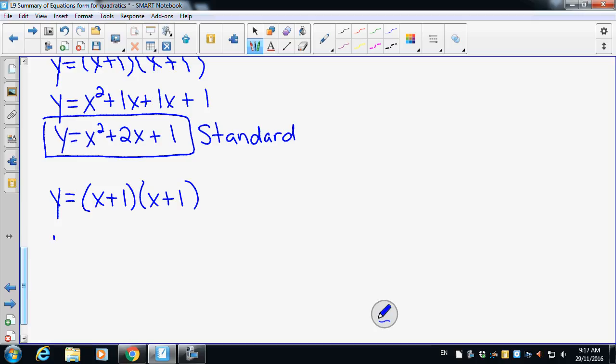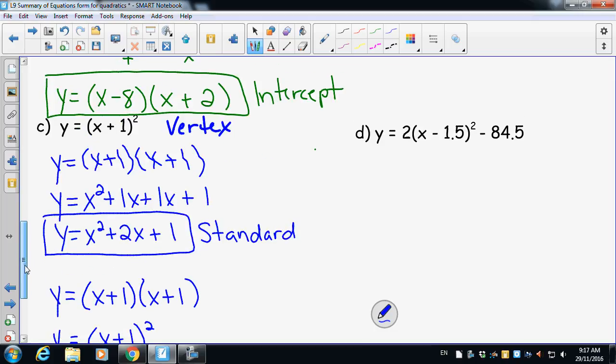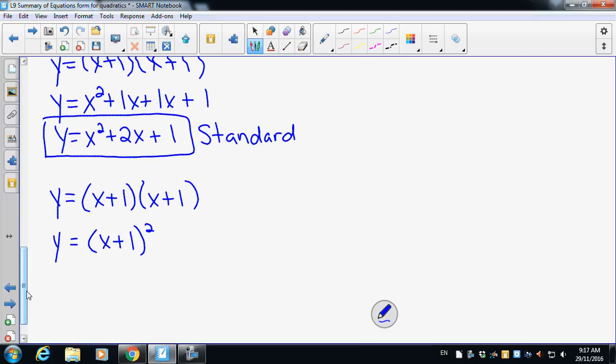Oh, this one was kind of tricky because this factored form was actually the same as my vertex form because the two factors are the same. So it's a little bit of a special case.